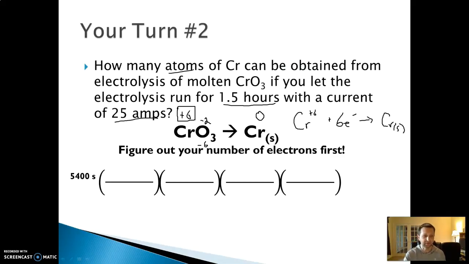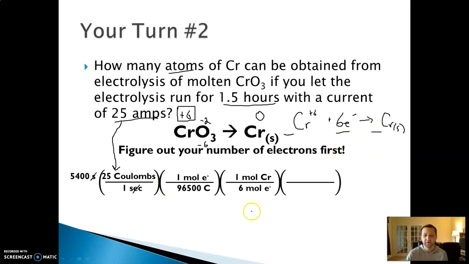So I want to convert my seconds into coulombs. So cancel out seconds on the bottom, 25 coulombs on the top. I get that from here. All right, 25 amps is the same as 25 coulombs per second. So I use that conversion how I need to cancel out seconds. Now, since I have coulombs, I go into moles of electrons using Faraday's constant, 96,500 coulombs in 1 mole of electrons. So coulombs cancels out. Now I use this, 6 moles of electrons in 1 mole of chromium, right? So takes care of that.